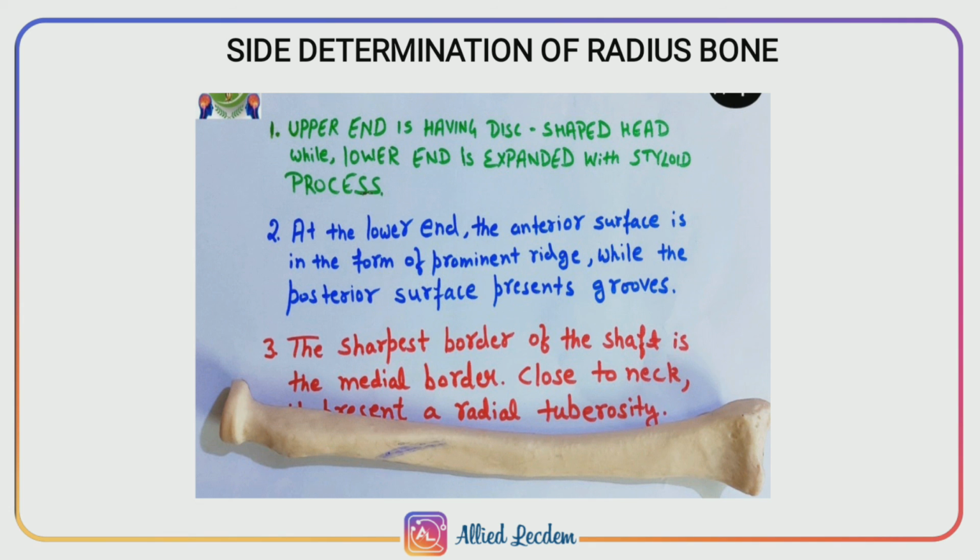Shaft has 3 borders and 3 surfaces. The 3 borders are anterior border, posterior border, medial or interosseous border. The 3 surfaces are anterior surface, posterior surface, lateral surface. Lower end is the widest part of the bone and it has 5 surfaces, that is anterior, posterior, lateral, medial, inferior surfaces. Okay, we came to an end.